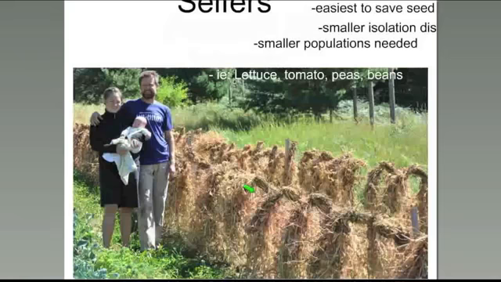On to the next slide. I wanted to talk about the difference between self-pollinating and cross-pollinating plants. Self-pollinating plants we often just refer to as selfers. The self-pollinating plants are probably the easiest ones to save seed from and to do it successfully. So I often recommend to beginning seed savers, start with the self-pollinating plants. You'll have an easier time being successful.